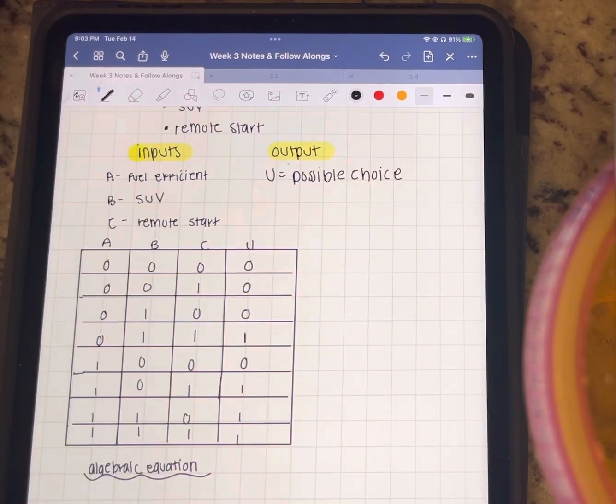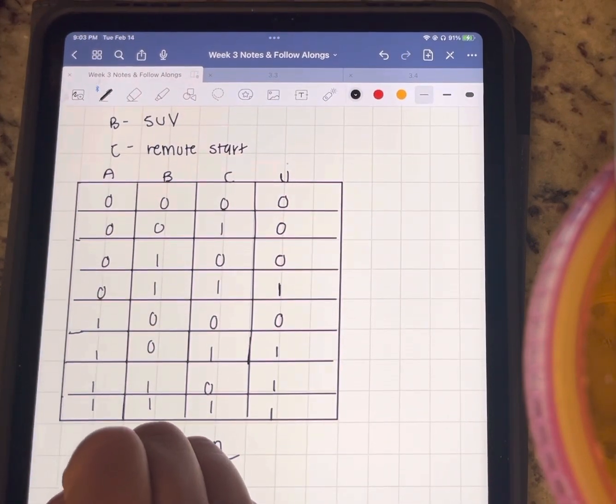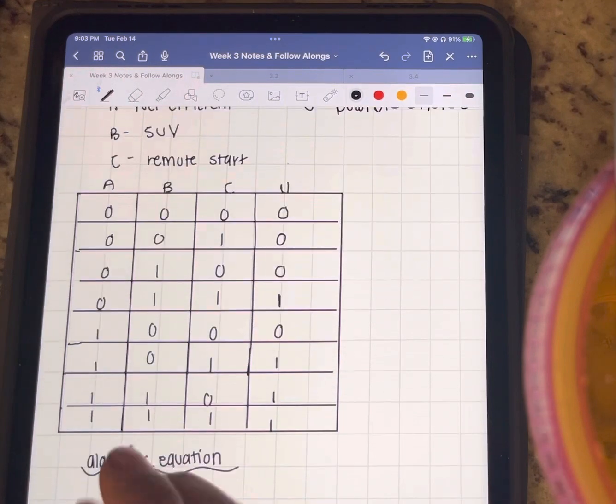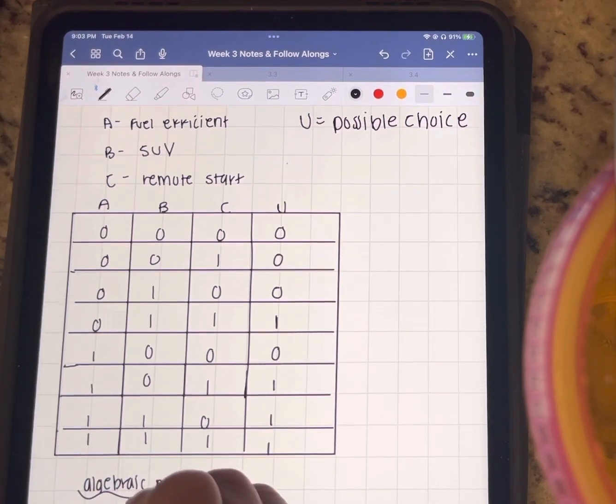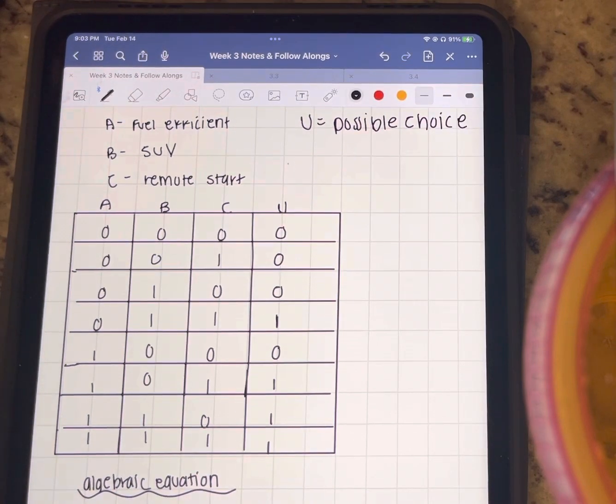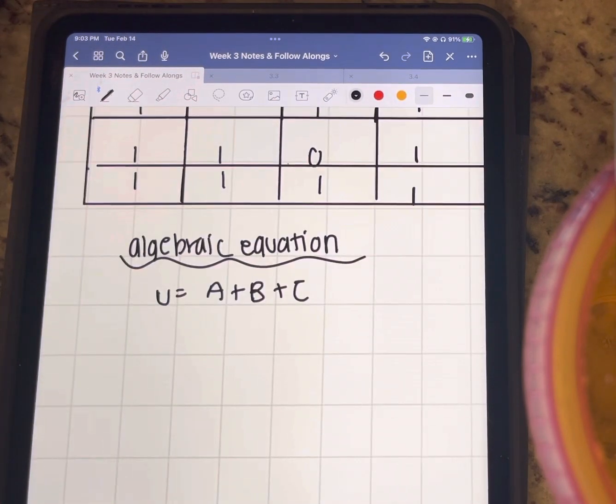And then the algebraic expression will be that U equals A plus B plus C, because these are going to be ORs and not ANDs.